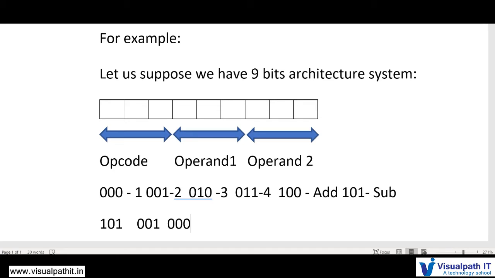Moreover, this is also machine dependent, and we cannot write the same code for a different architecture system. For example, for a 64-bit architecture system, the same code would not work. It would understand something different for the same line of code. If we give 101, 001, 000 to a 64-bit architecture, it would do a calculation according to the different opcodes defined for it.